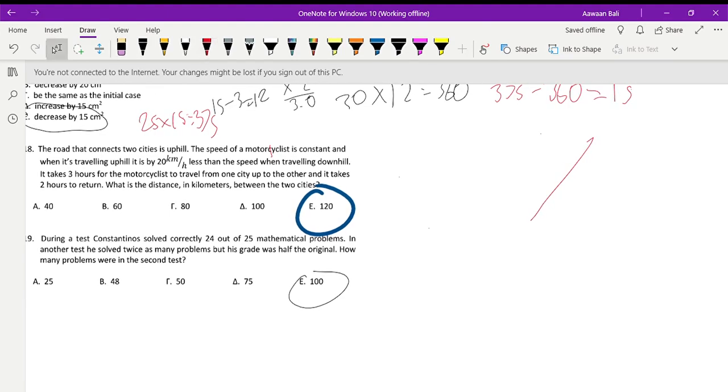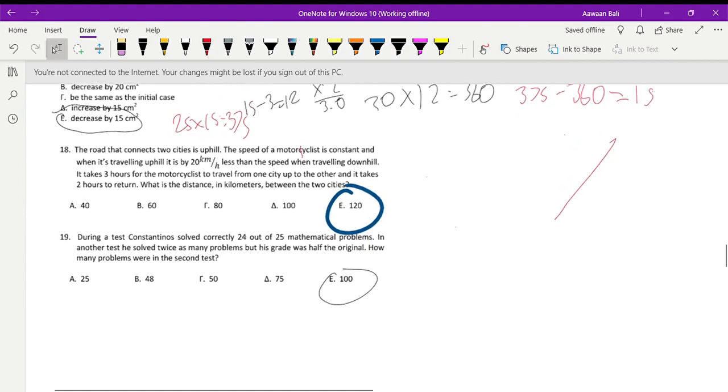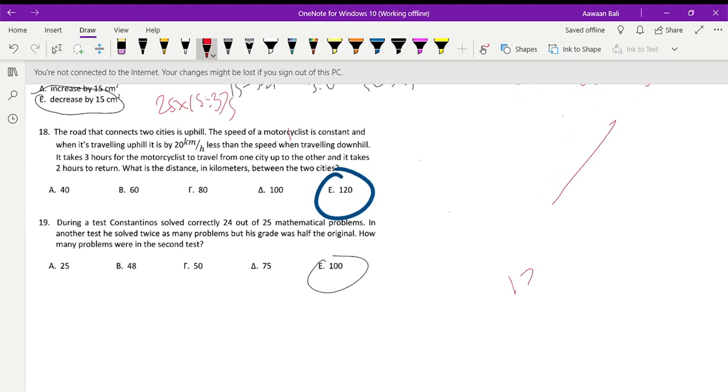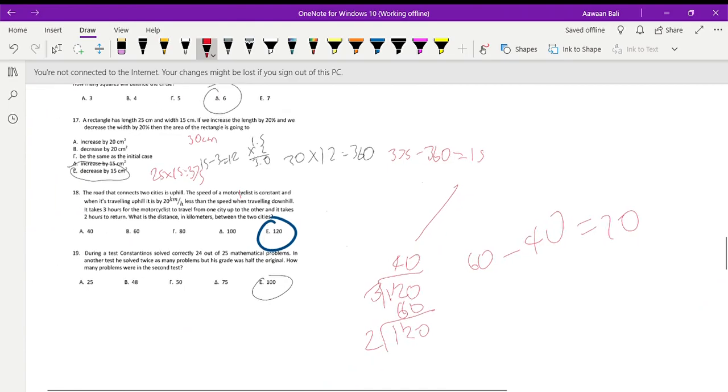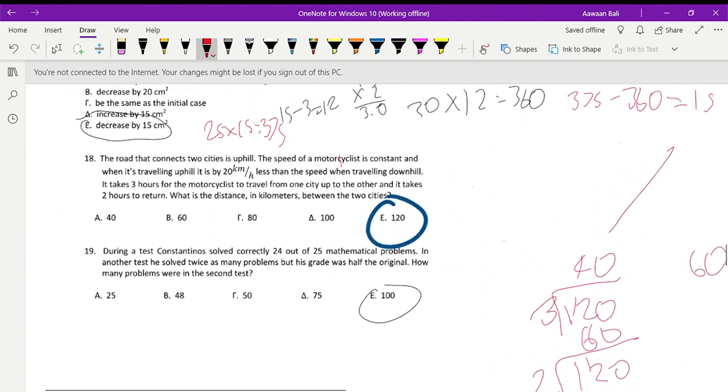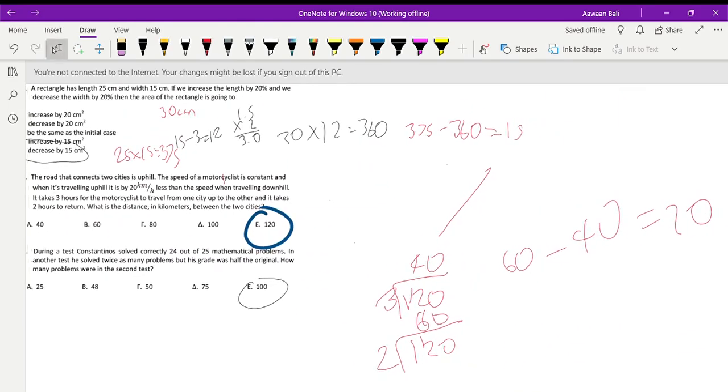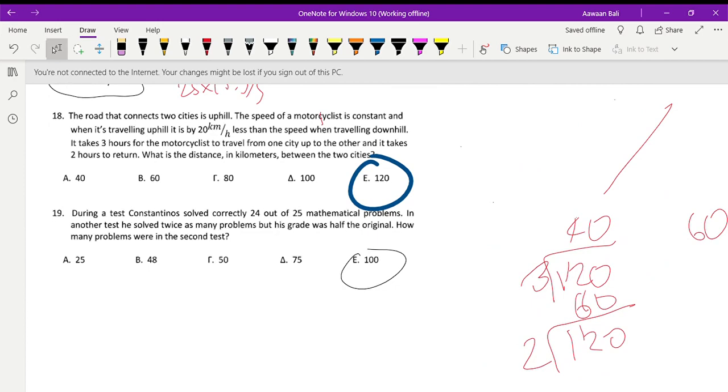Now when we go with 120, which is like the next multiple in line in these options, 120 divided by 3, you get 40. And 120 divided by 2, you get 60. Luckily enough, if you find the difference between the 60 and the 40, you get 20. And as it says the difference has to be 20 kilometers per hour, that's correct. So therefore, the answer is eta, 120.